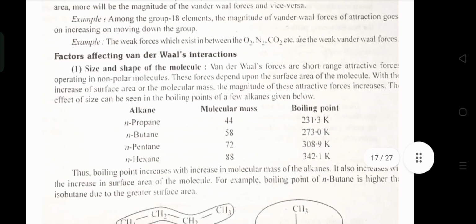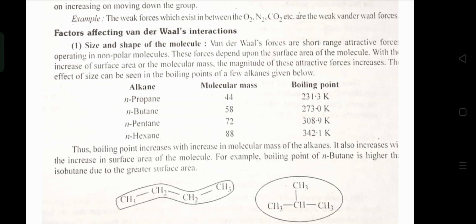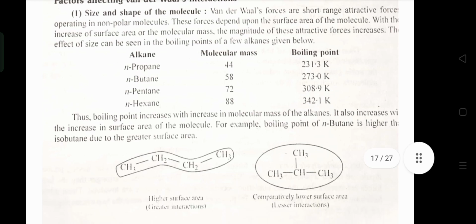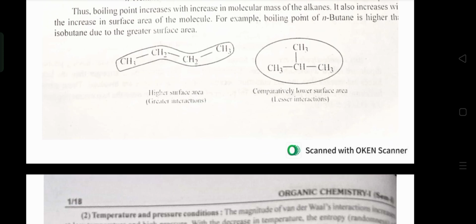Factors affecting the van der Waals interaction. First one is size and shape of the molecule. The van der Waals forces are short range attractive forces operating in non-polar molecules. These forces depend upon the surface area of the molecule. With the increase of surface area or molecular mass, the magnitude of attractive forces increases. The effect of size can be seen in the boiling points of a few alkanes given below. The boiling point increases with increase in molecular mass of the alkane. It also increases with the increase of surface area of the molecule. For example, the boiling point of n-butane is higher than isobutane due to its greater surface area.